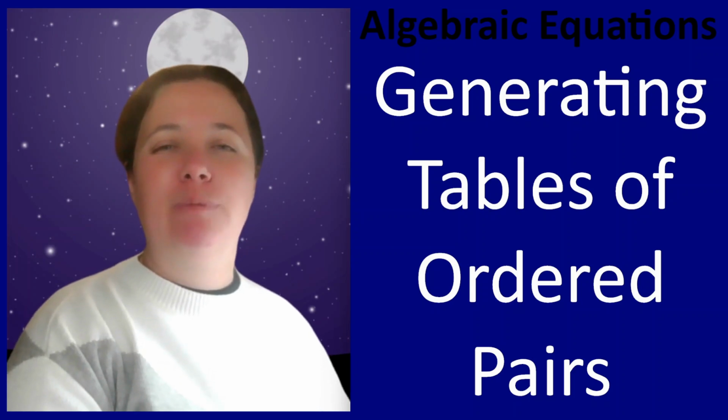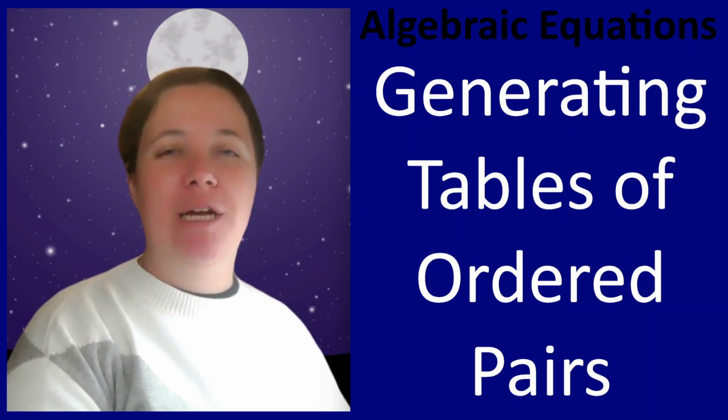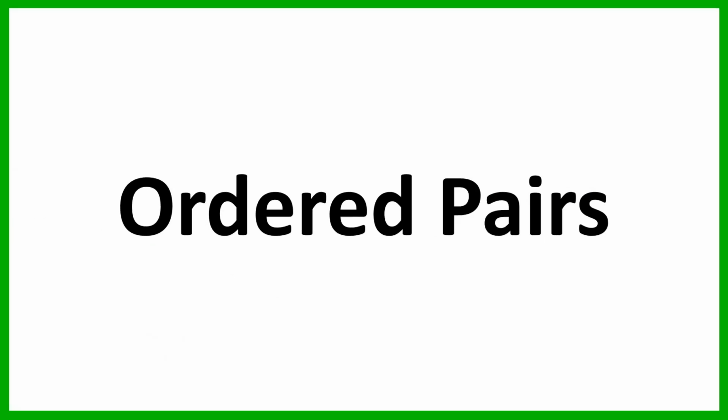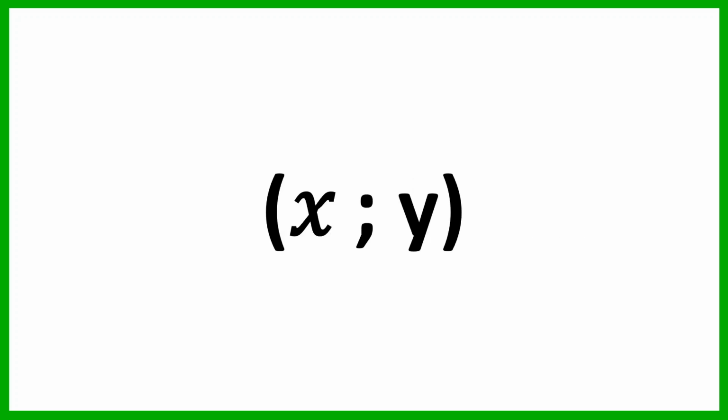Hi, today we're going to be practicing using substitution in equations to generate tables of ordered pairs. First, I want to quickly remind you what ordered pairs are. An ordered pair is a pair of values written in brackets in a specific order, like this. We write the x value first, and then the y value is second.